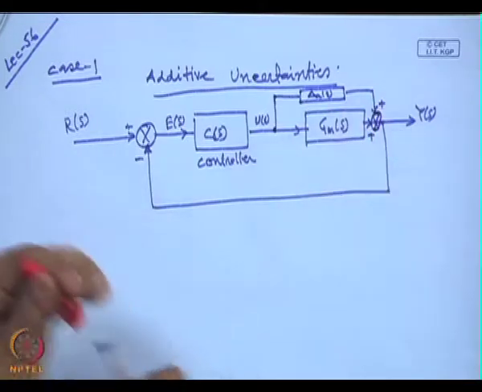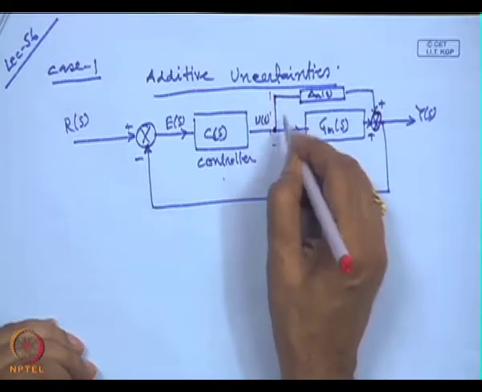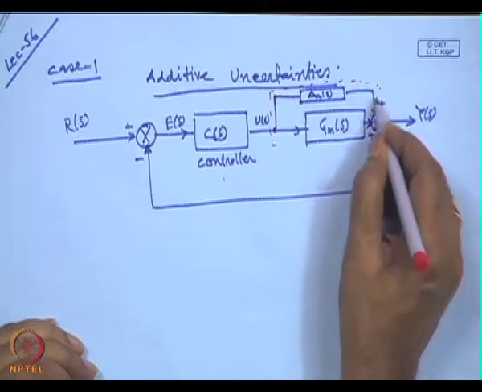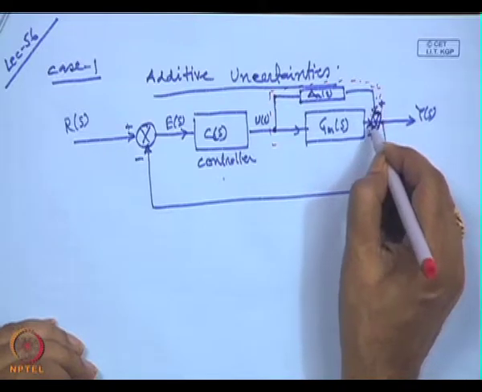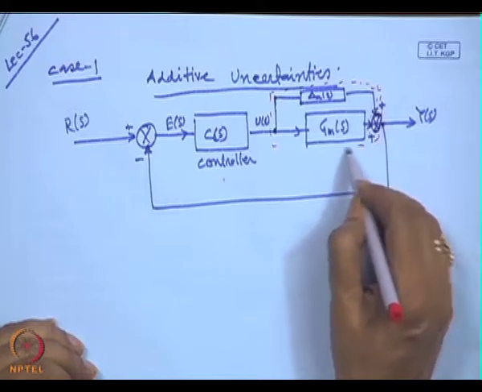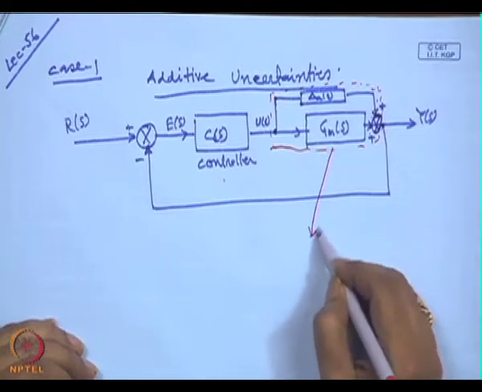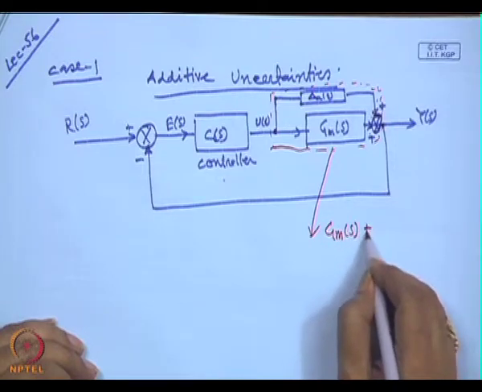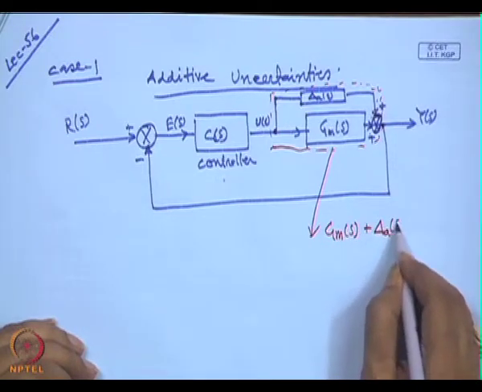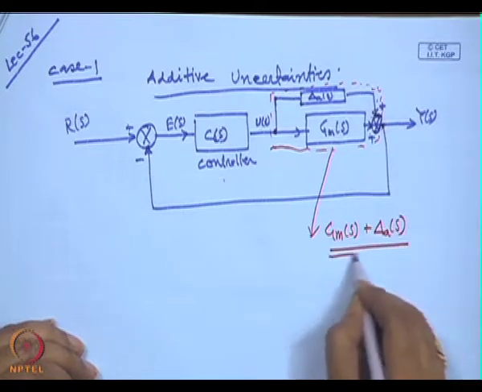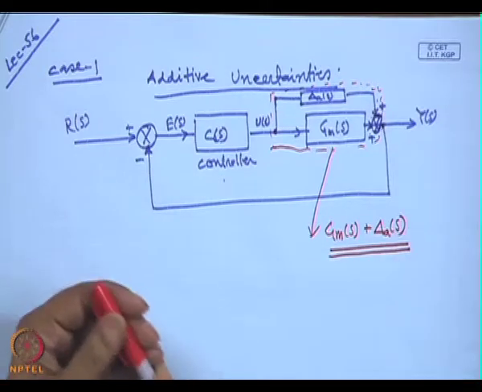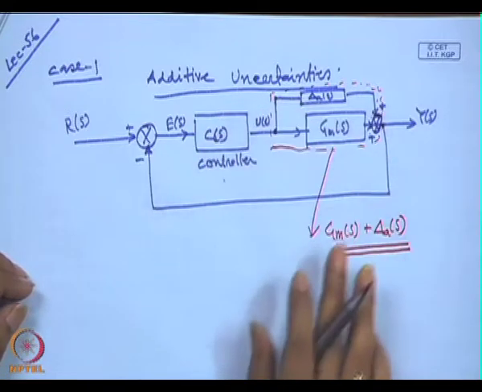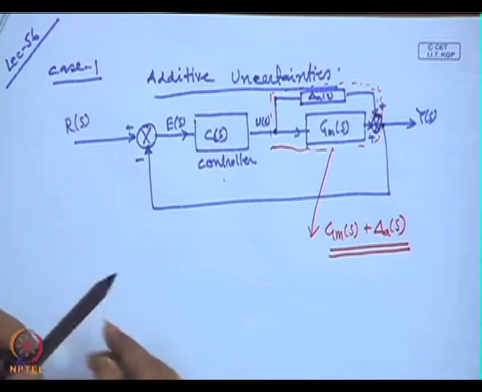So, now this block, if you see this block, is nothing but G m of S plus delta A of S. Now, our problem is this: we have to study the stability of these systems.